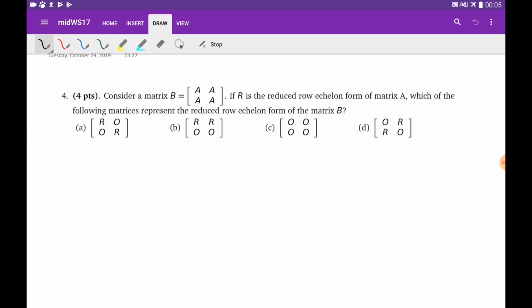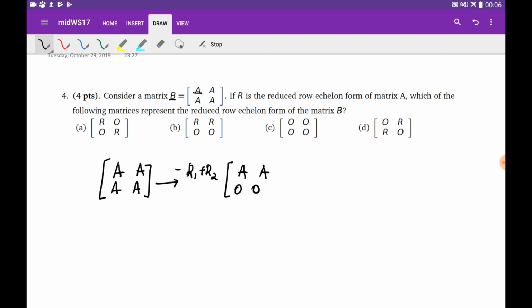So let's say we're given the matrix B in a block matrix form, and we need to find its reduced row echelon form if we know the reduced row echelon forms of the block matrices. So in this problem, we just need to look at A as a constant. If A were not a matrix, but just a constant, then in order to bring this matrix to the reduced row echelon form, I would just multiply the first row by minus 1 and add this to the second. Then I would obtain A, 0, 0, right? So this is going to be option B.